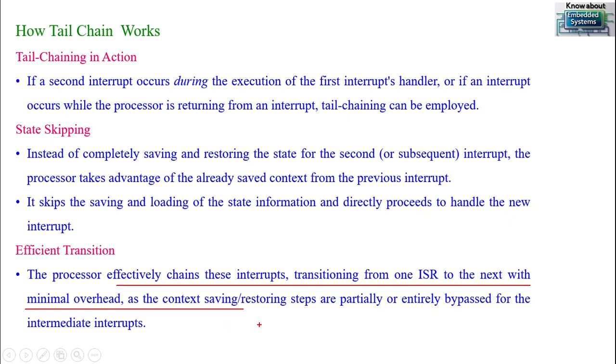So we do not save anything during multiple interrupts. Only the first time we store into the stack, and next time only the switching will happen from one service routine to another service routine. Okay, so this is called the tail chain or tail chaining concept. These three steps we have to remember and explain in the interview. I hope this is clear.